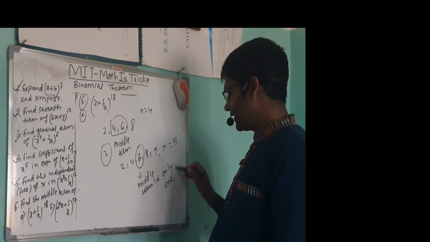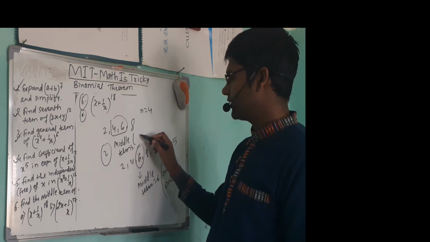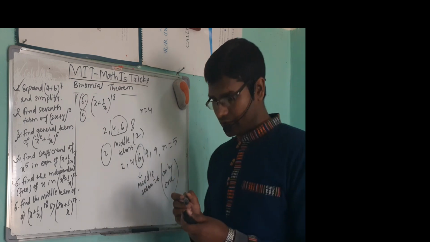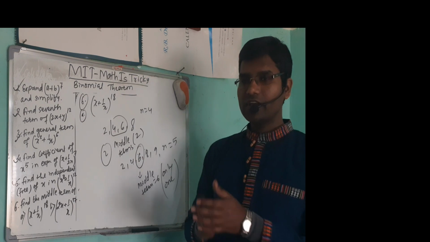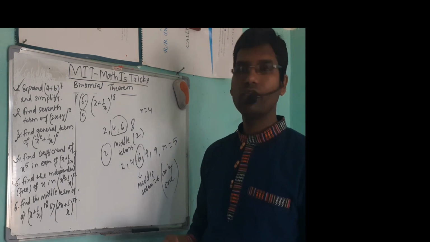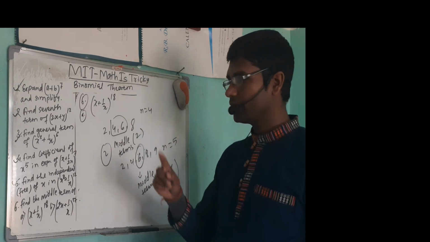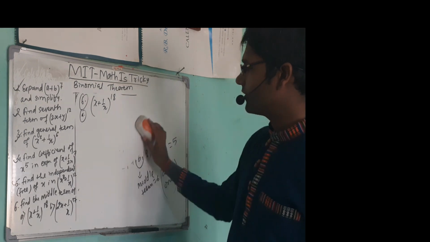Only 1. So here you have to remember these two middle terms. If the number of terms is even, there will be 2 middle terms. If the number of terms is odd, there will be only 1 middle term. This is how we'll solve the problem.